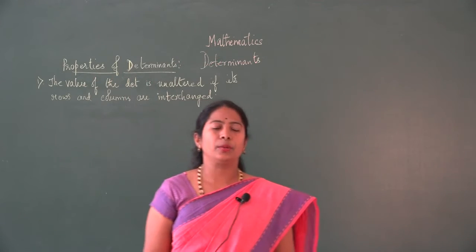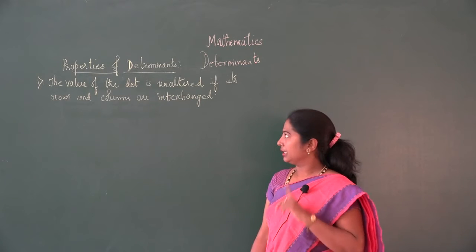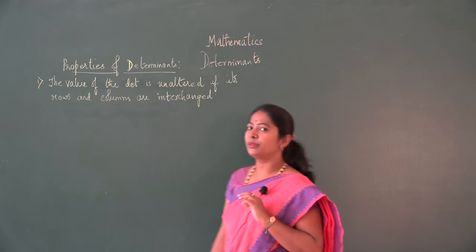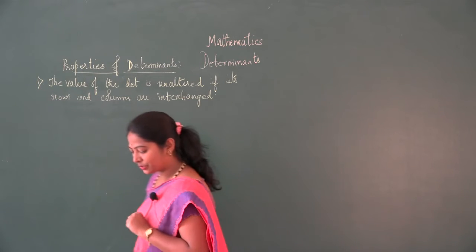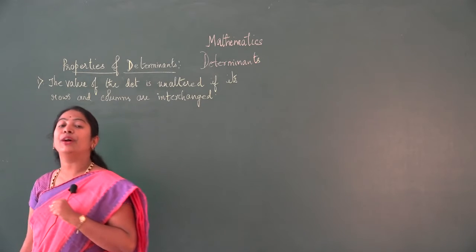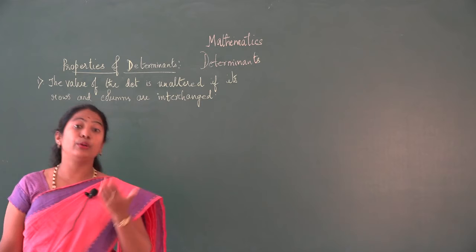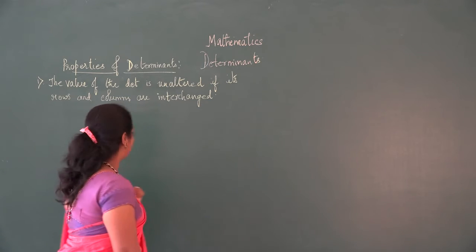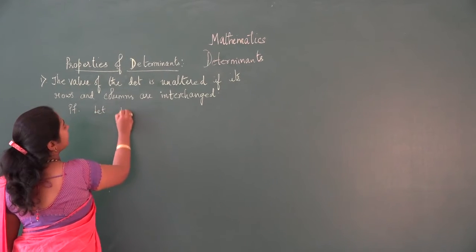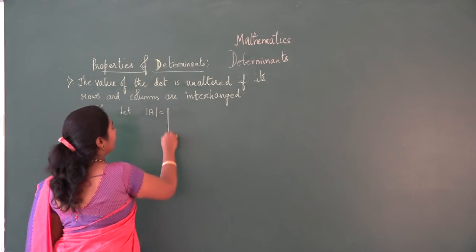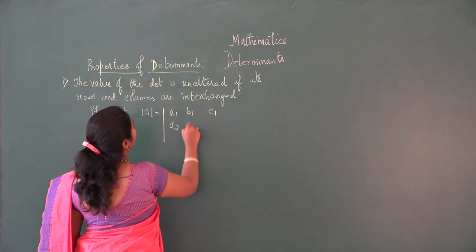Moving on to the next topic, we shall speak about properties of determinants. Among that, the first property: the value of the determinant is unaltered if its rows and columns are interchanged. This property states that the value of the determinant remains unaltered, meaning it remains the same, if rows and columns are interchanged. That is, we shall prove, let determinant A be equal to the determinant containing the elements A1, B1, C1, A2, B2, C2, A3, B3, C3.